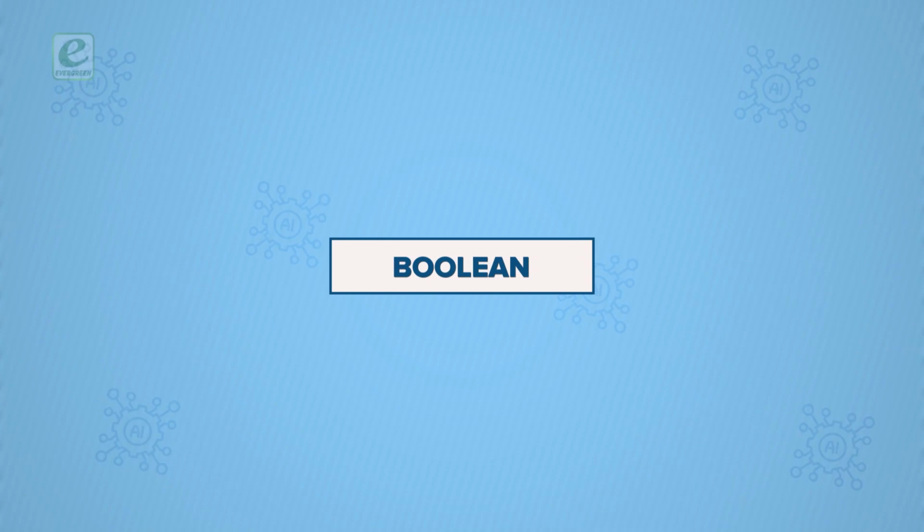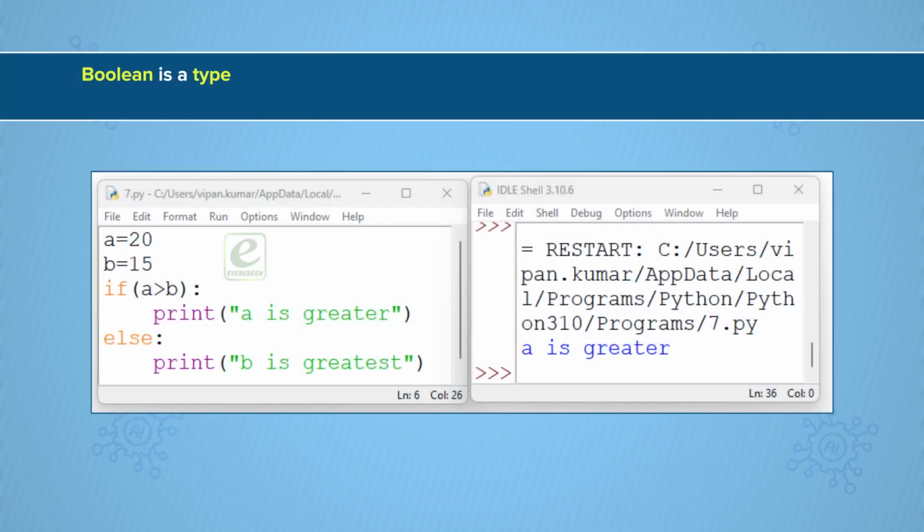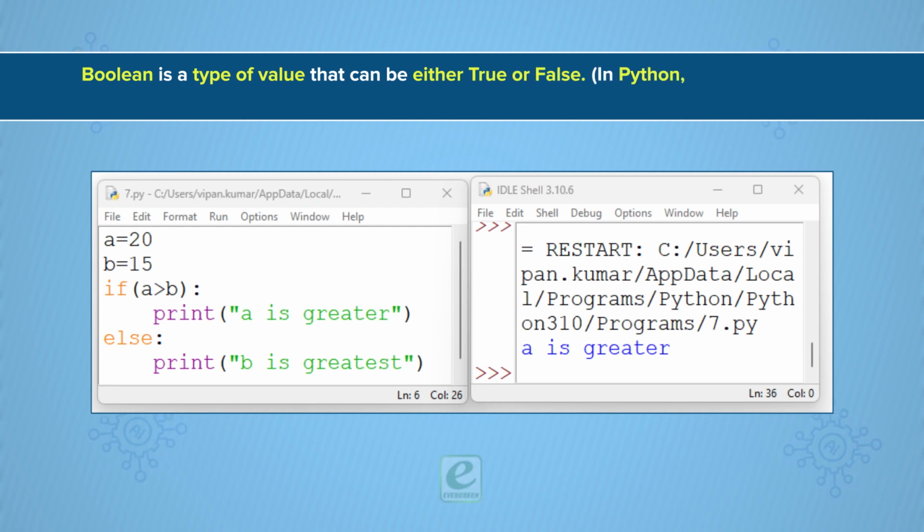Boolean. Boolean is a type of value that can be either true or false. In Python, it's True or False with capital T and F.